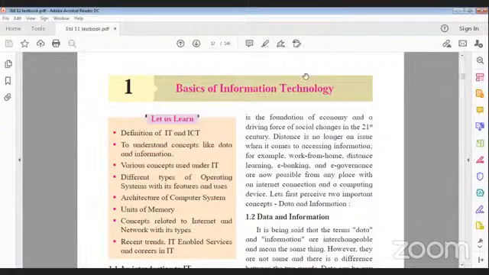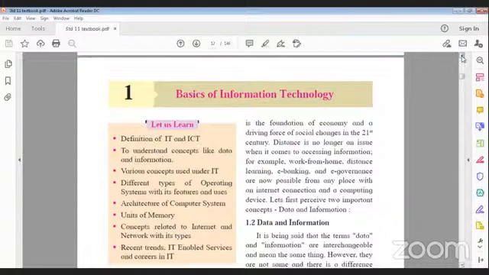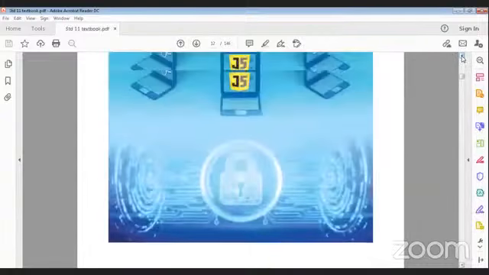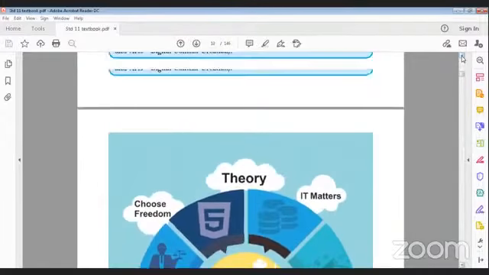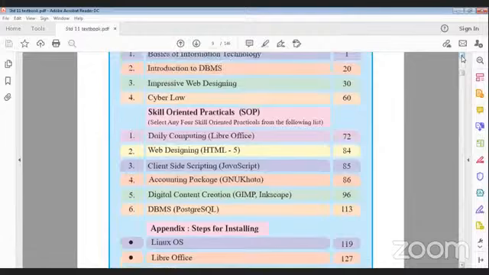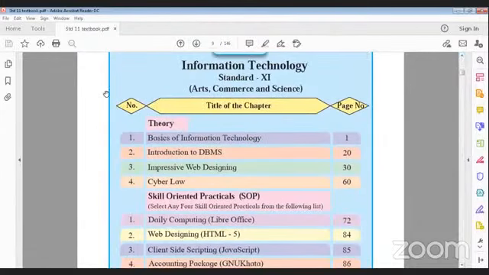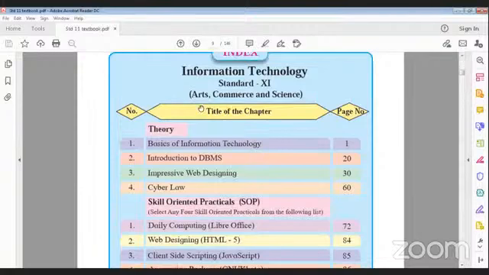Students, before we begin with chapter 1, I would like to bring back to you all the index page that is there earlier. There's no page number as such for the index page, but here you'll be having your index page in your textbook. When you see this index page, it's clearly mentioned that this particular textbook, standard 11th, is common for arts, commerce, and science.